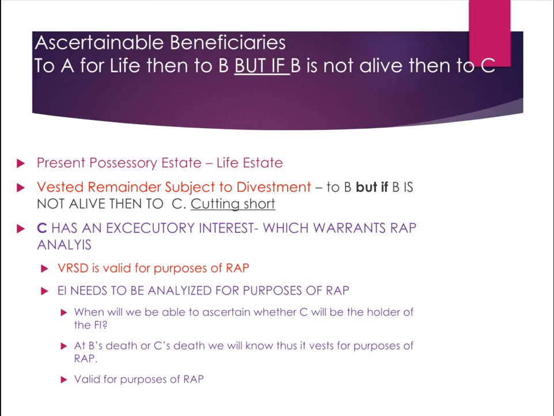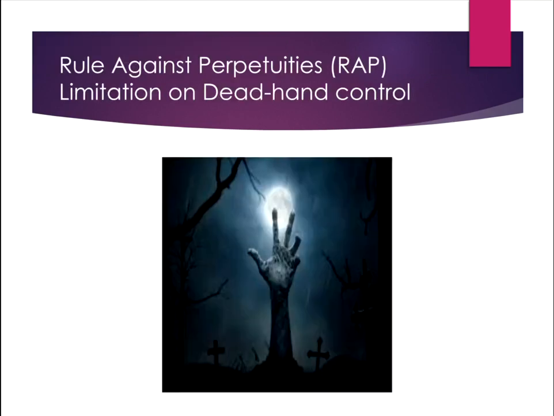This is valid for purposes of WRAP because we have named people. We can use A, B, and or C. We will know if B is alive at A's death, and we can use B as a measuring life for determining that C's interest satisfies WRAP.